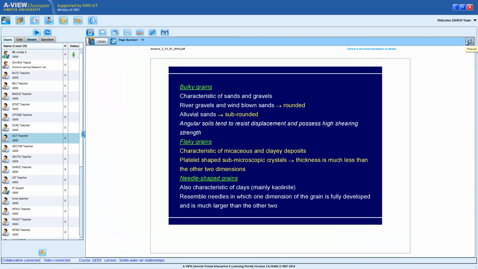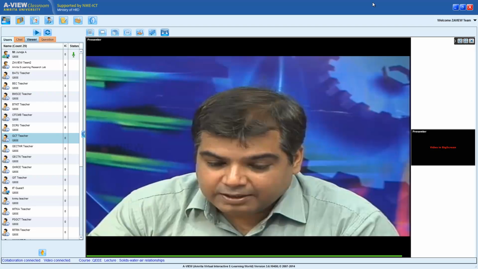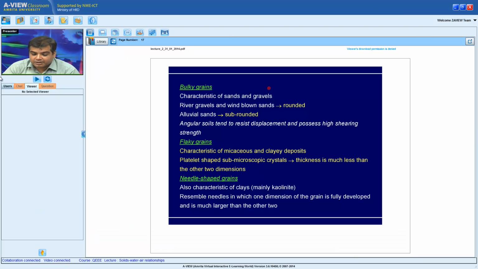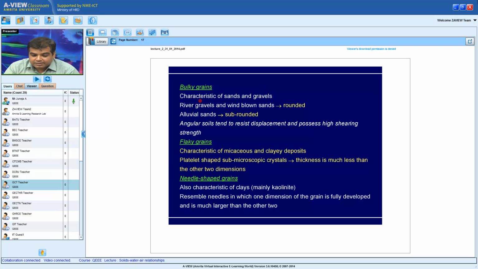What we normally follow in nomenclature is something for bulky grain. So the topmost one is the bulky grain. Bulky grain would be characteristic of sand and gravel, meaning the particles you can see with your naked eye or with a hand lens. River gravel, wherein the natural forces are aggressive, would make the particles more rounded, and where the flow is gentle, you have sands leading to sub-rounded and maybe to angular.